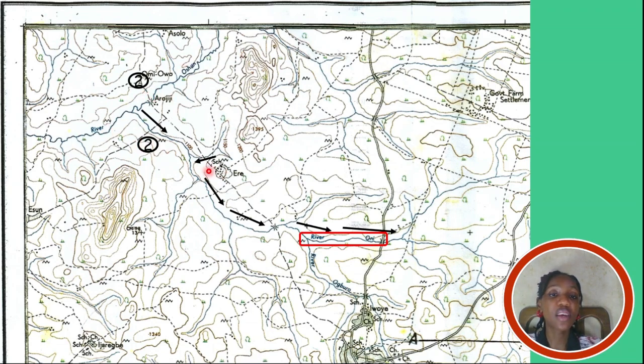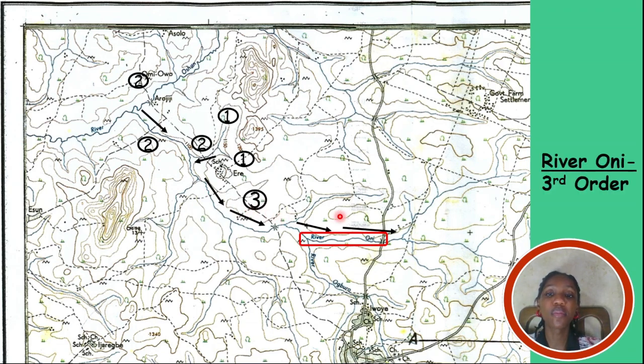Now that we've established that River Oshun is a second order stream, as well as the branch it gives off, we said that it joins this river here. And this river that it joins is also a second order because we can see two smaller rivers joining to form it. So that means that these two small rivers that join to form it are first order streams. So two first order streams join to become a second order stream. So now we see two second order streams, one from River Oshun and one that these two first order streams just formed. And so when two second order streams unite, they form a third order stream. And this is the stream order of River Oni. I know you guys can see some other rivers that join River Oni.